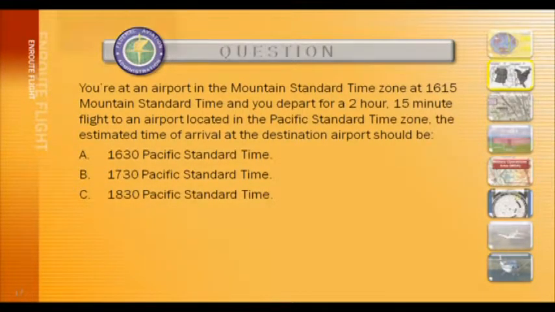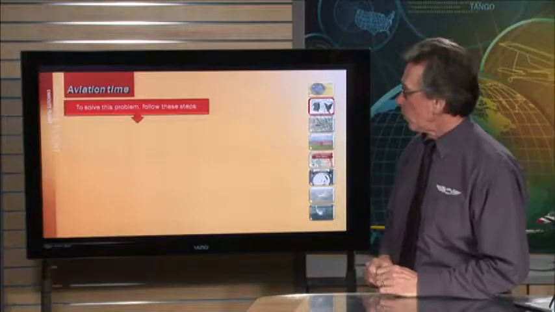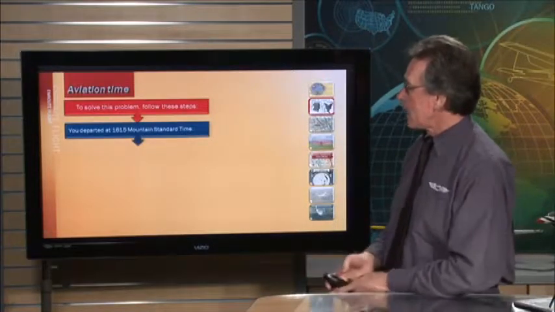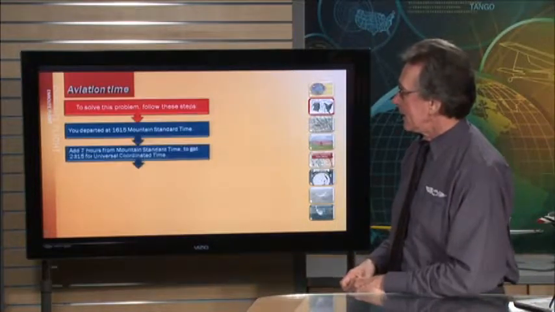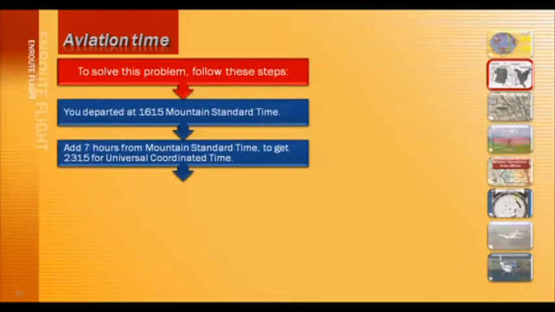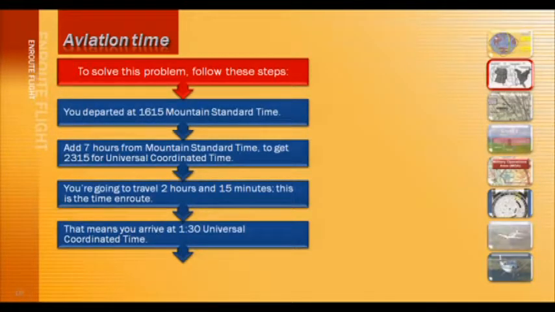Now, in order to arrive at the correct answer, we're going to have to follow these steps. You departed at 16:15 Mountain Standard Time. Add 7 hours from Mountain Standard Time to get 23:15 for Universal Coordinated Time. You're going to travel 2 hours 15 minutes, and this is the time en route. That means you arrive at 1:30 Universal Coordinated Time.